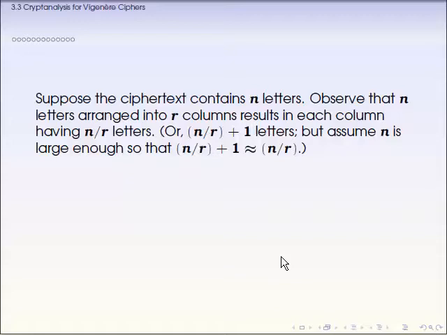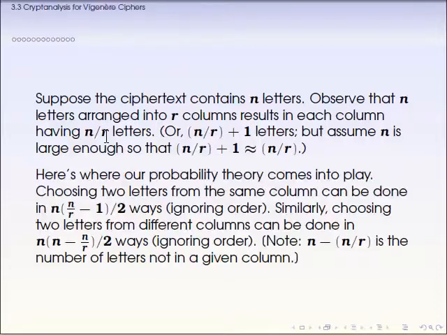Okay, this is the key idea about how we break the Vigenere cipher. Let's say we have a ciphertext which has n letters, and if we arrange these n letters into r columns, then each column should have n over r letters, or slightly plus or minus 1. But if n is big enough, then this is the same as that, right? So let's just assume each column in this table has n over r letters in it.